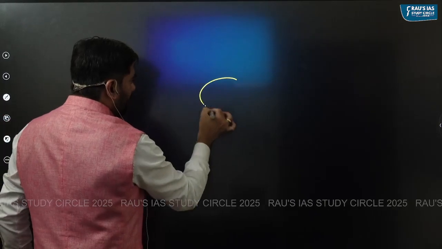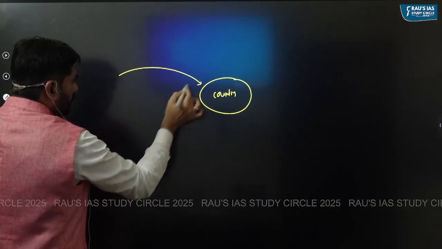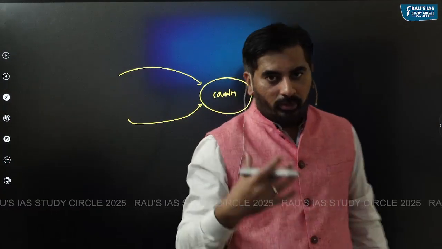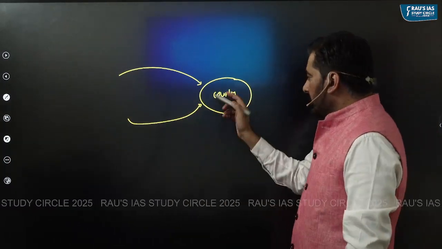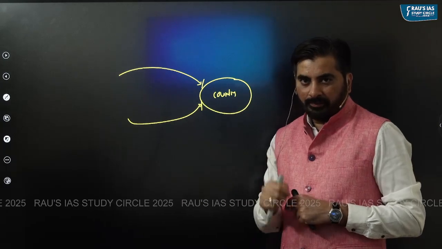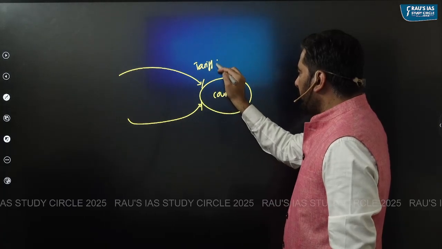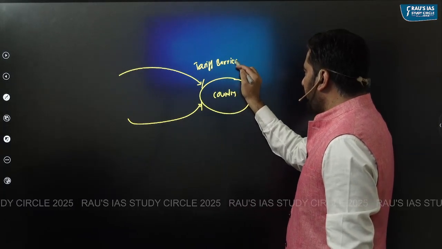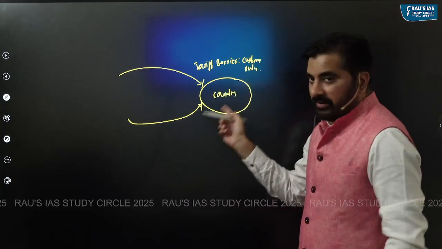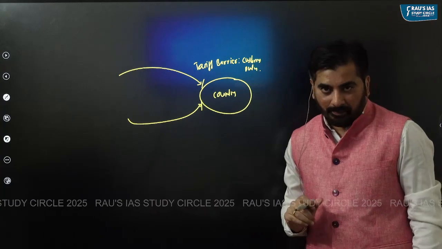So let's say this is a particular country. This country is importing goods from other countries, rest of the world. On import of goods from other countries, the country in question can impose two types of barriers to trade. One barrier is called tariff barrier. This tariff barrier is in the form of customs duty. So this country could increase the custom duty on import of goods. That is a tariff barrier.